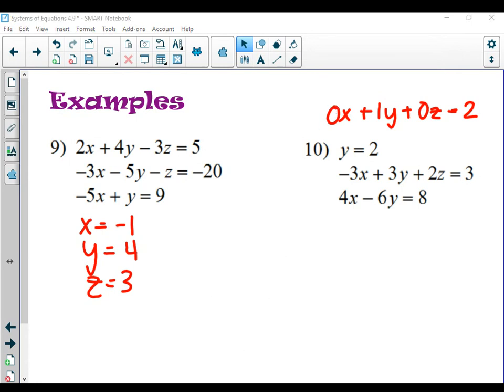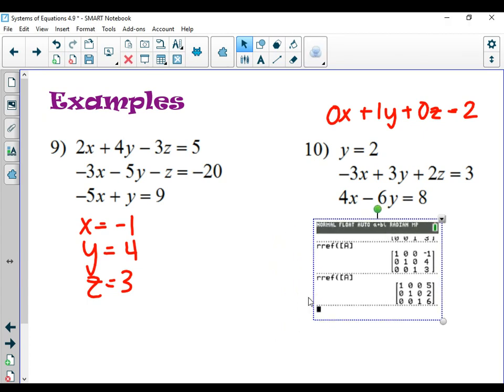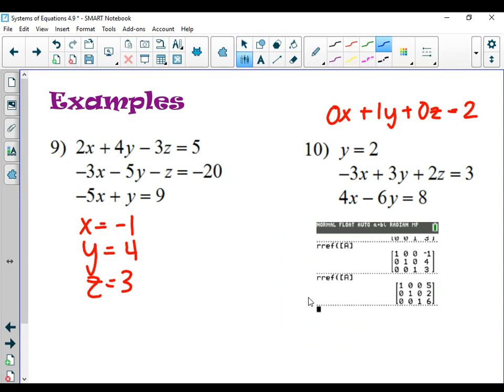Okay. Got my -3 already in there. Okay, 3, 2, 3, -6, 0, and 8. Okay, second quit. I can do second enter. And it tells me my x is 5, my y is 2, which it should be because they said y is 2, and z is 6.